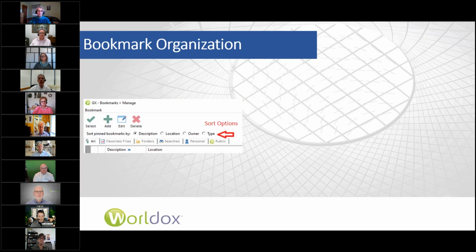The first is that when you're saving bookmarks, you can get to them by pressing a keyboard shortcut, Control-D, or you can use the pull-down menu from the Worldox screen for bookmarks, and you can manage them. It brings up a screen like this when you're working with it.